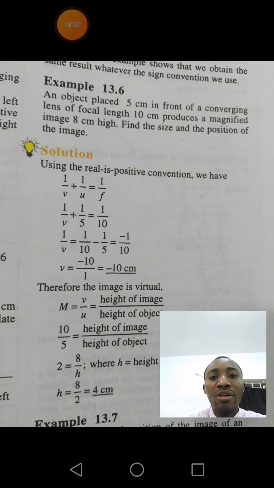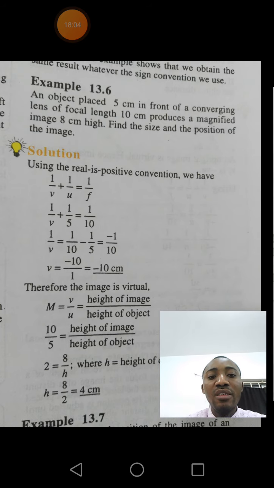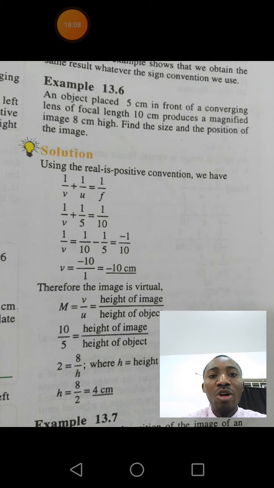Okay, now there's another example for you here. If you look at this example, we say an object placed 5 cm in front of a converging lens of focal length 10 cm produces a magnified image 8 cm high. Find the size and the position of the image. So what type of lens is this one? It's a converging lens. Okay, they have given us the focal length to be 10 cm. They have mentioned the magnification, a magnified image 8 cm high. Then find the size and position of the image.